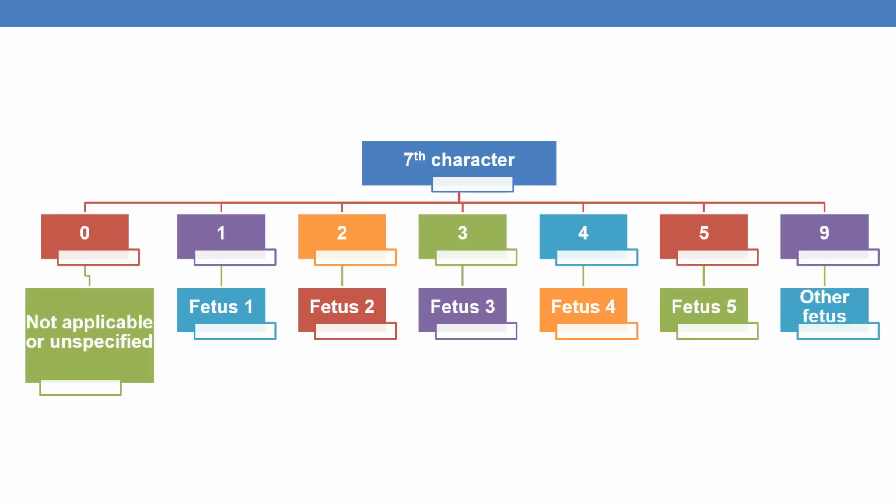Certain codes need a seventh character to indicate the fetus for which the complication code applies. 0 indicates single gestation, or whenever you cannot determine the fetus, that is unspecified. 1 indicates fetus 1. 2 indicates fetus 2. 3 indicates fetus 3. 4 indicates fetus 4. 5 indicates fetus 5. And 9 indicates other fetus. It can be 6, 7, 8, whatsoever.